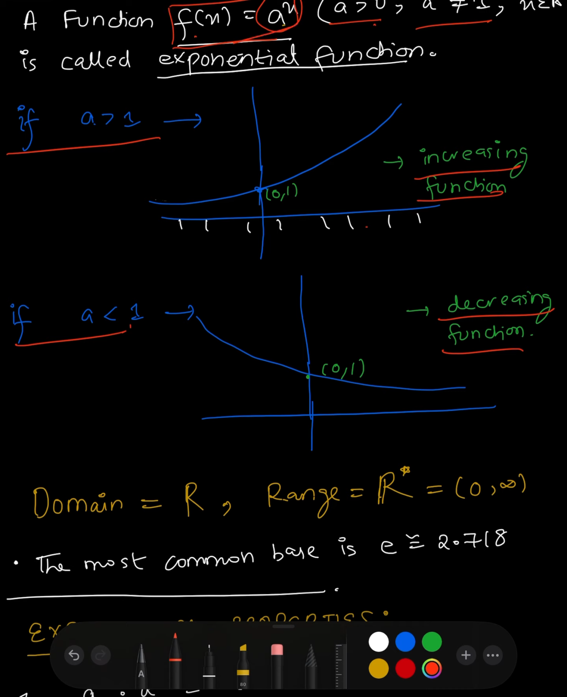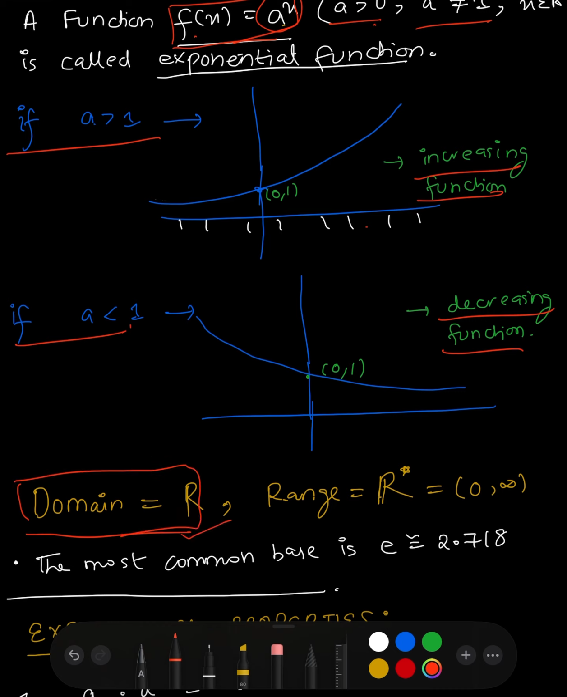Now we'll see what the function's domain is. Domain is all the values of x we can put here. We can put any positive number, any negative number, and 0. The function will always be defined. So the domain for an exponential function is always all real numbers.